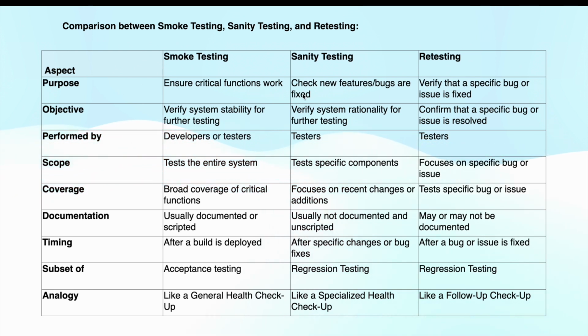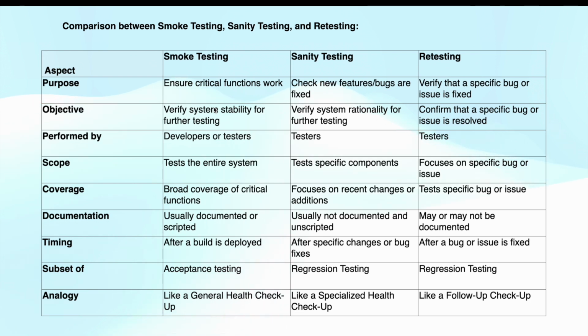Sanity testing is performed to ensure that a specific new feature or bug fix is working as intended. It focuses on recent changes to the software. Retesting is done to verify that a specific bug or issue that was previously identified and reported has been successfully fixed. It ensures that the fix is effective and does not introduce new issues.